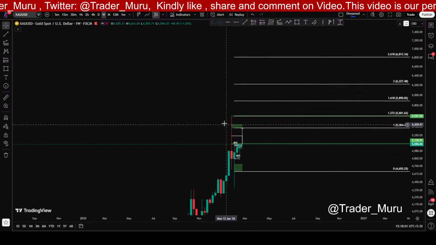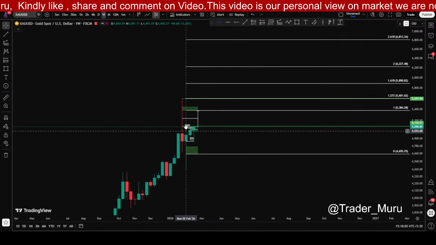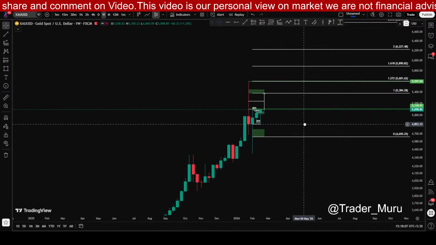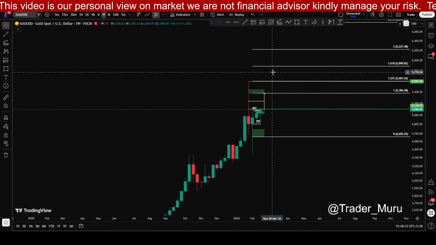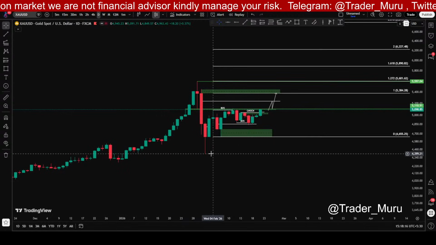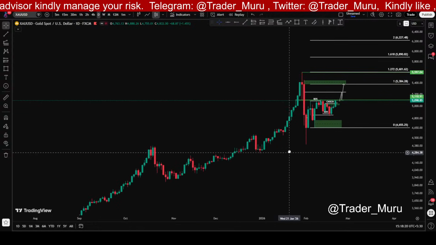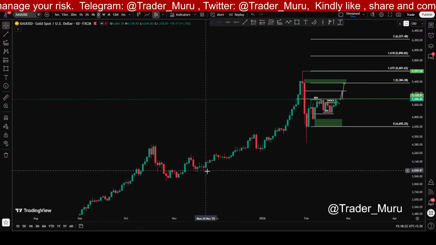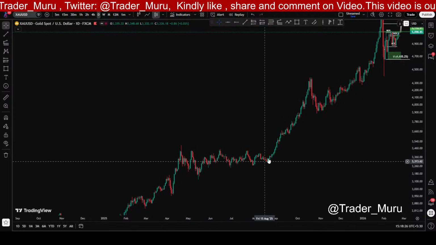It depends on whether we close above this high, because this is all just a retracement from this high. We need to close a candle above it. Price is still in retracement. See this? It's possible we see this kind of accumulation. Also there is a possibility we see this kind of accumulation.